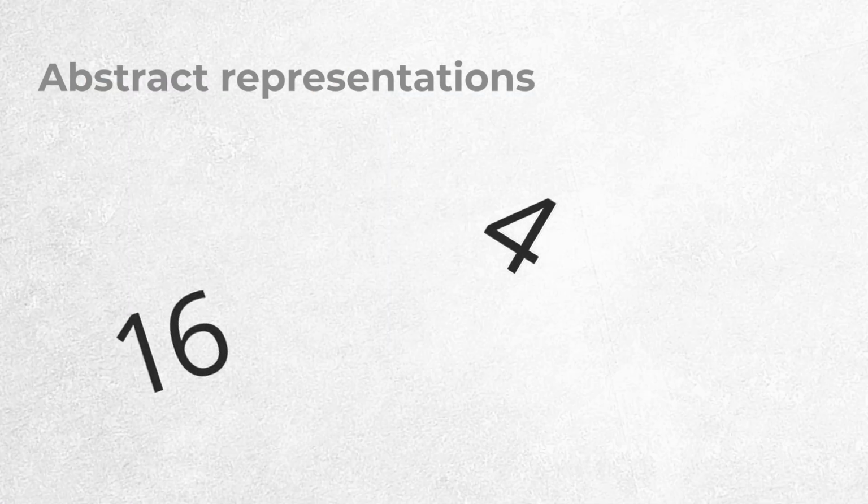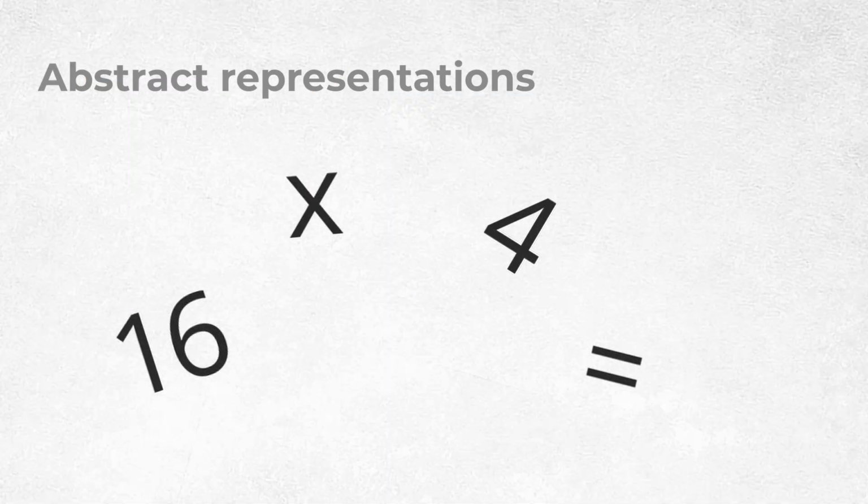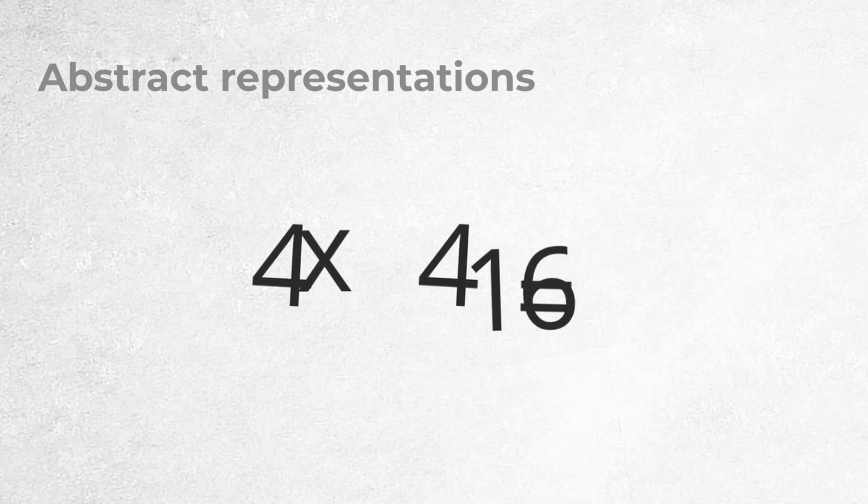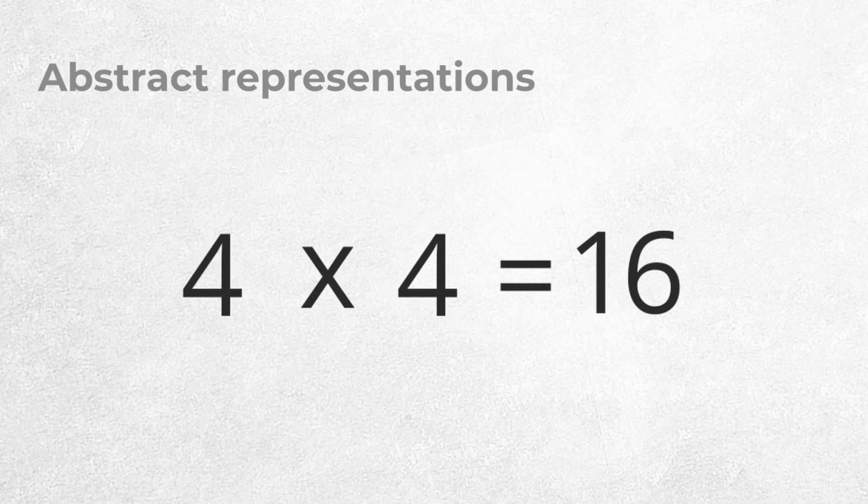Abstract representations are mathematical notation such as numbers, equations, operations, relational symbols, and expressions. It includes elements like 4, 16, multiplication, and equal signs, and equations such as 4 times 4 equals 16.